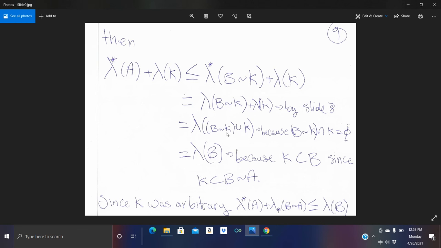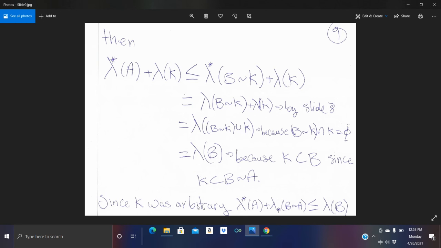So we will be able to take the union of these two sets, B minus K and K. And we know that K is a subset of B, right? How do we know that? It's simply because K is a subset of B minus A. If it's a subset of B minus A, that automatically makes it a subset of B. So because it's a subset of B, it's just the measure, right? So B minus K union K is just B because K is a subset of it.